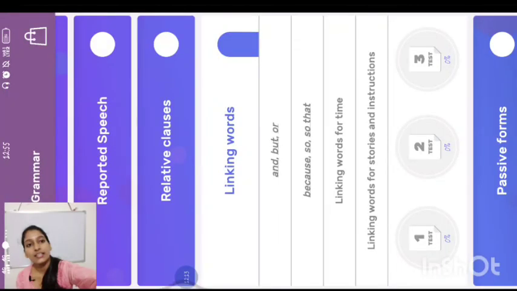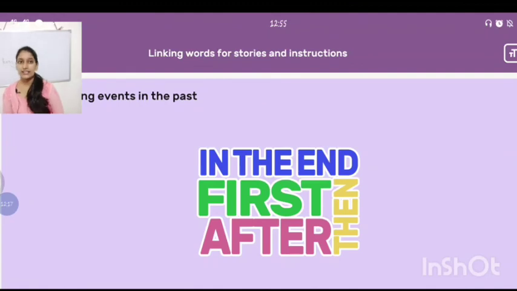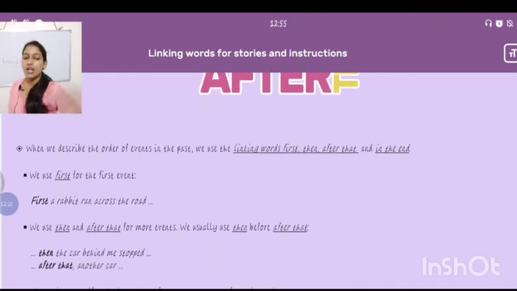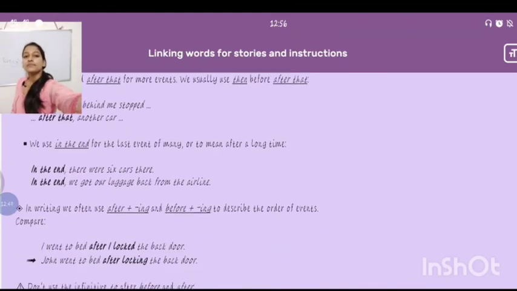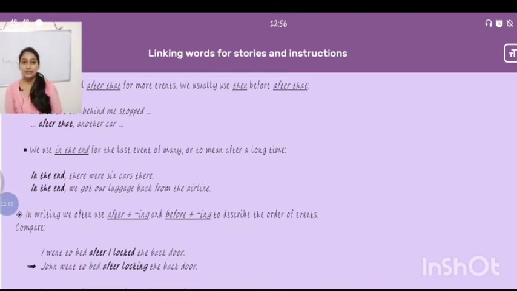Let us see linking words for stories and instructions. In the end, after, then. To tell the events. When we describe the order of events, we use the linking words like first, then, after that, and in the end. We use first for the first event. First, a rabbit ran across the road. We use then and after that to show the next events coming in order. We usually use even before after that. Then the car behind me stopped. After that, another car. We use in the end for at the last of the events of many or to mean after a long time. In the end there were 6 cars. End या फिर long time का gap दिखाने के लिए we use in the end.